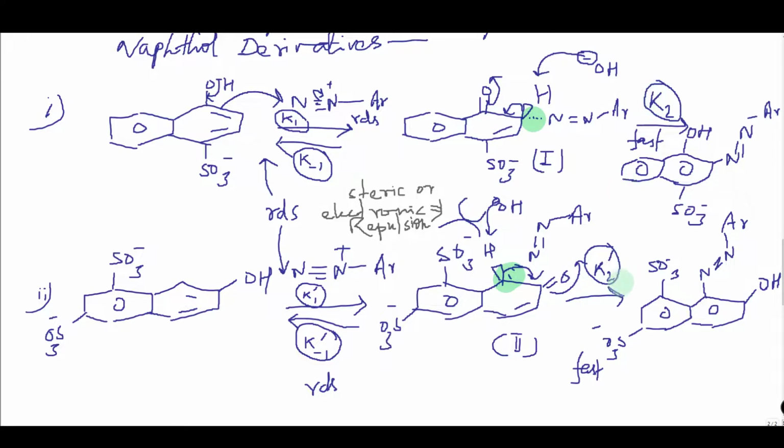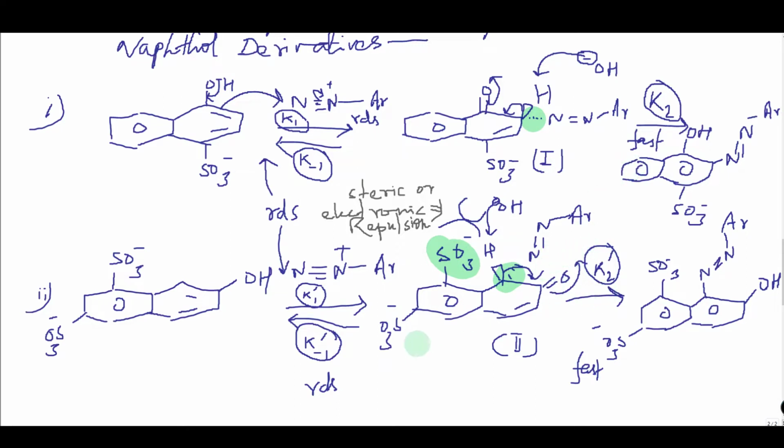But in the second step, things are different. The base approaches from the opposite side of the C-H bond and abstracts this hydrogen to re-aromatize the system. If we look carefully, the approach of the base is much more hindered in intermediate 2, since there is an SO3- group which exhibits steric or electronic repulsion towards the OH-, since both these groups are negatively charged, SO3- and OH-. So there is a certain kind of hindrance in the approach of this OH- in the case of intermediate 2. Thus K2 prime is much lower than K2.